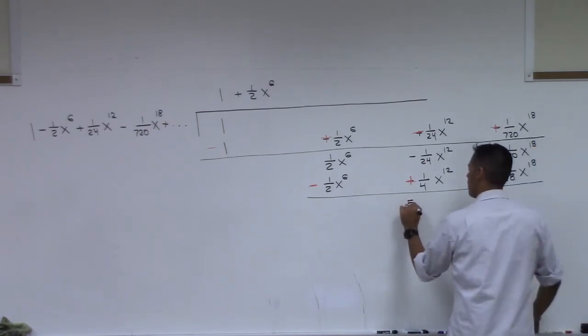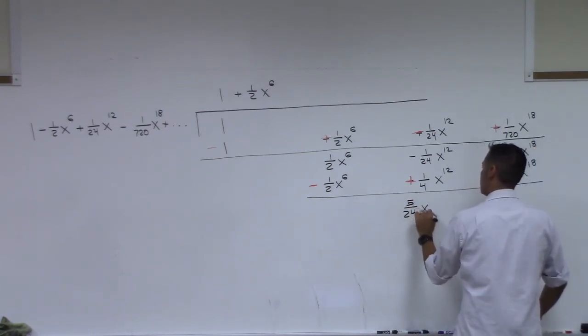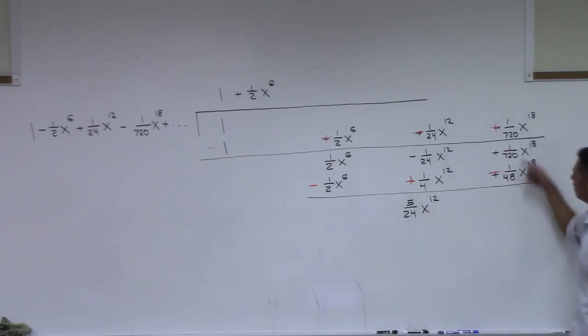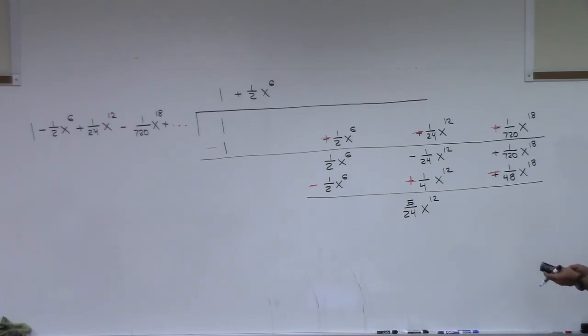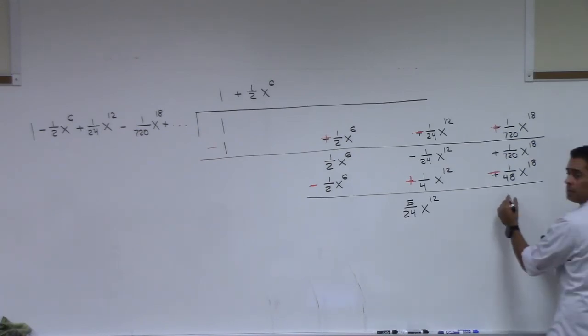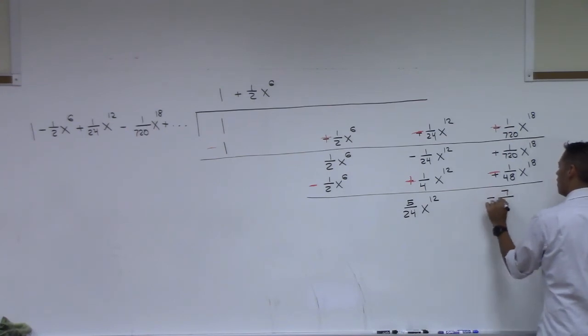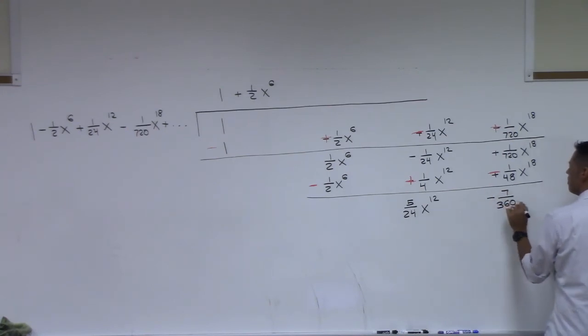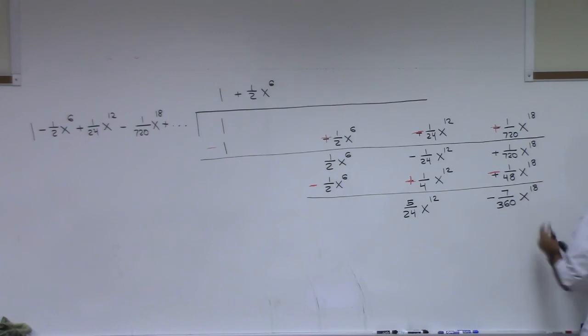5/24 x to the 12th. Here, uh-oh. I'll get my calculator to help. Hold on, I'm just looking for my calculator because I feel like I lost it. Oh, there it is. All right. What do you have? Negative 7 over 360. Yep. So that's been reduced. Okay?